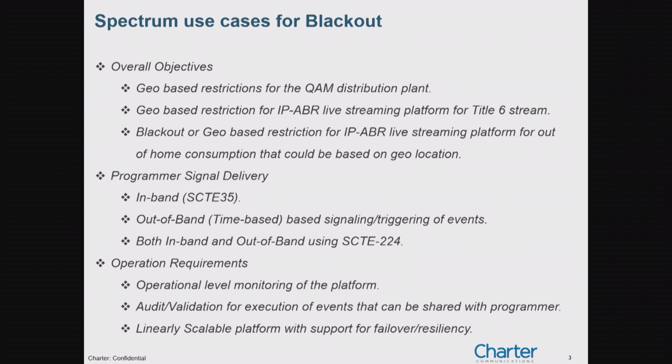So basically, with the current content providers and programmers, we have analyzed that there are around 3 types of blackouts. One is the geo-based restrictions for the QAM flow. Basically, the QAM is with the DCM, and the DCMs are particular to a market or a particular area. So we call it a zone-based blackout for the QAM flow.